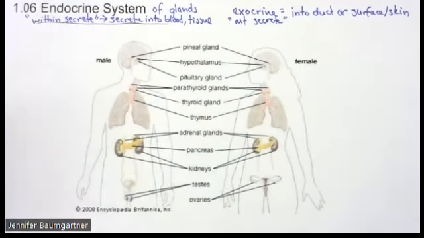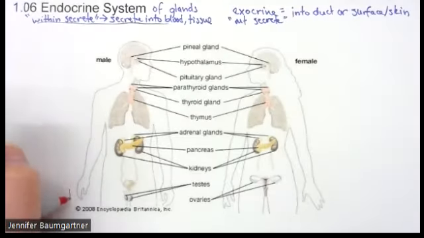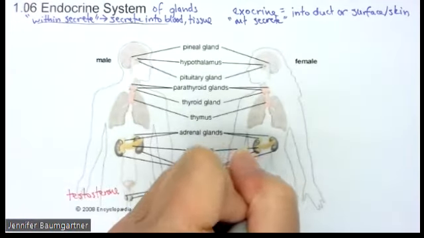Some of these are familiar to you, some of these are not. Like, for example, the ovaries and the testes. You learned about those probably in health class. Testes are going to produce testosterone, and the ovaries are going to produce estrogen.